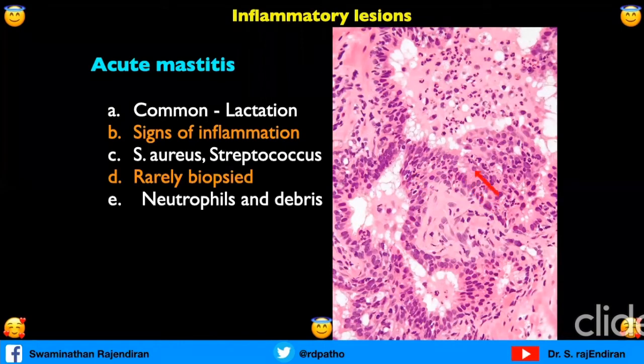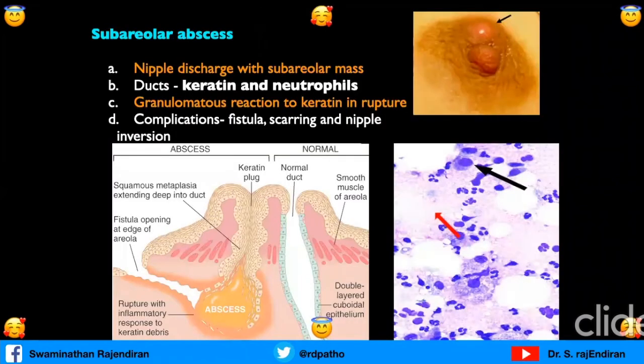Here I am cheating you. This is not from the breast. This is from some other organ, a prostate. The learning from here is that nobody does a biopsy for acute mastitis.